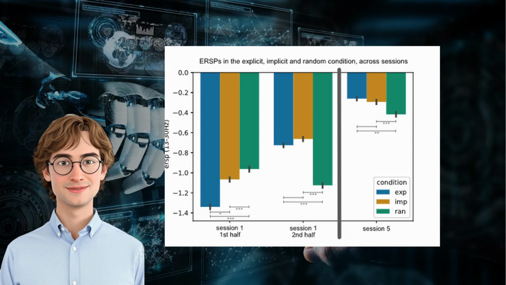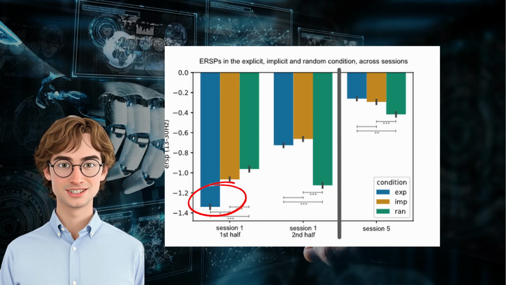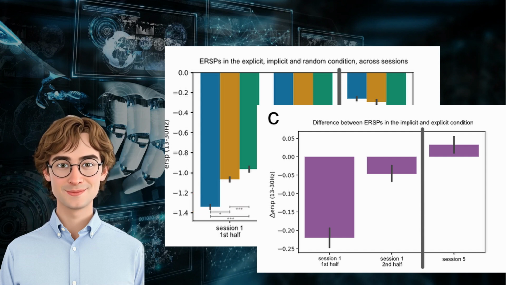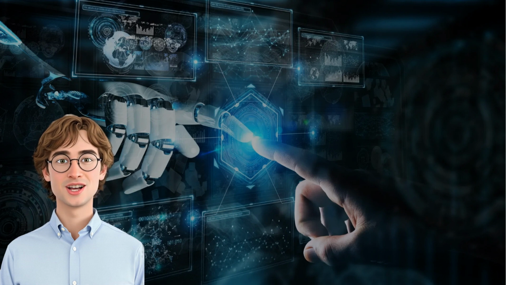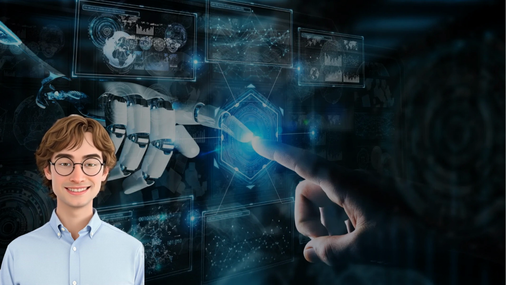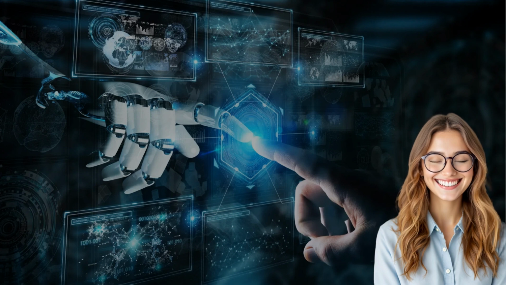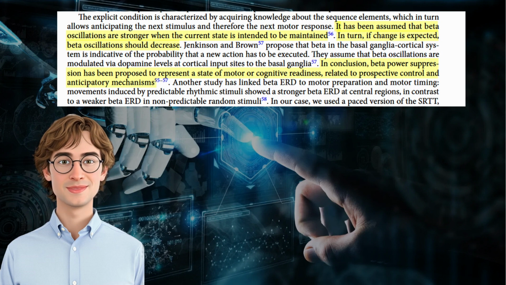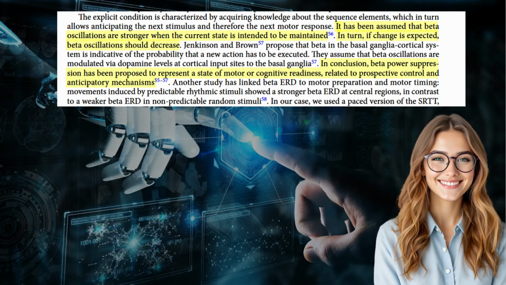Well, the researchers proposed that this initial strong beta suppression in explicit learning might be tied to a state of motor readiness and anticipation. You know, when you have that explicit knowledge of the sequence, like you know what's coming next, you can anticipate it. Oh, okay. And they actually found a quote in the research that supports this. It says, beta oscillations are stronger when the current state is intended to be maintained. In turn, beta power suppression has been proposed to represent a state of motor or cognitive readiness related to prospective control and anticipatory mechanisms. Okay, so break that down for me.